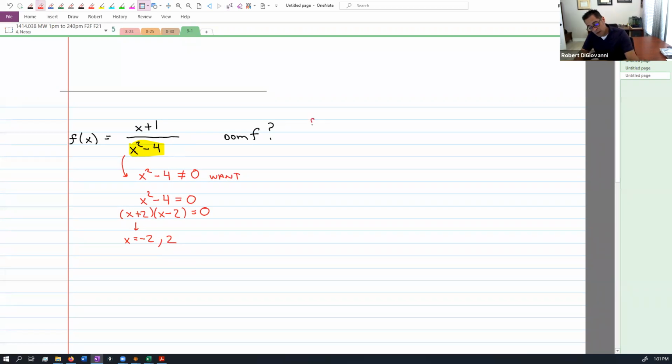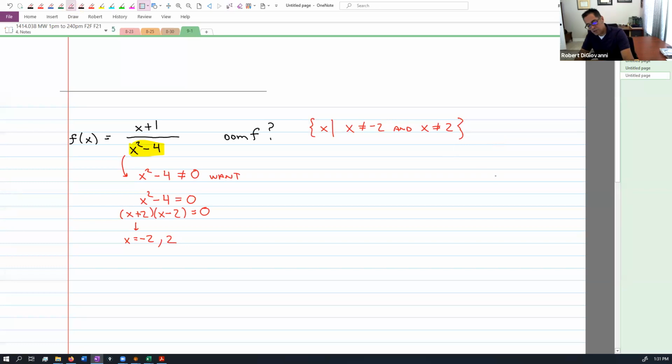Well, one way I could do it is this: x such that x is not equal to -2 and x is not equal to 2. Any x you can think of, so long as it's not -2 and it's not +2.